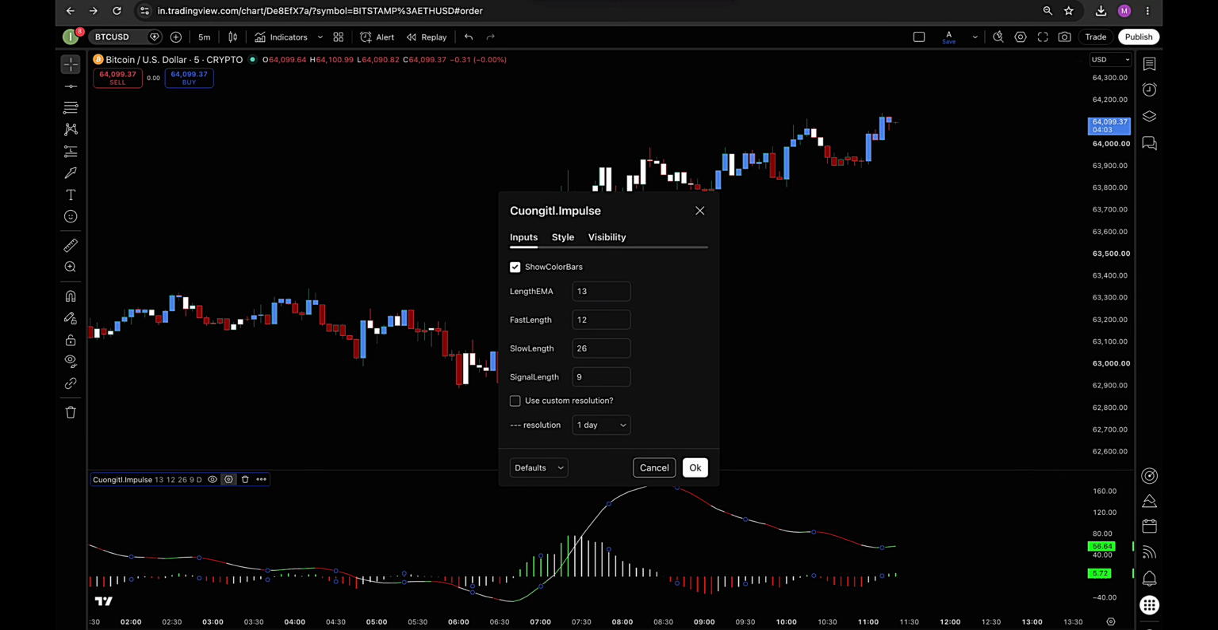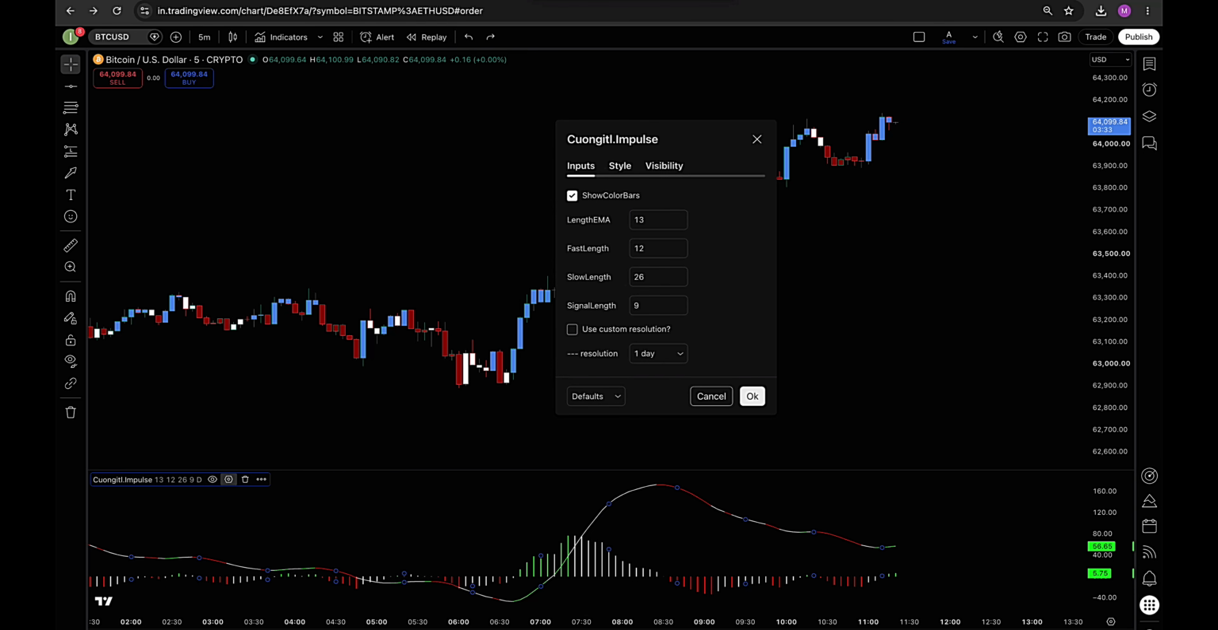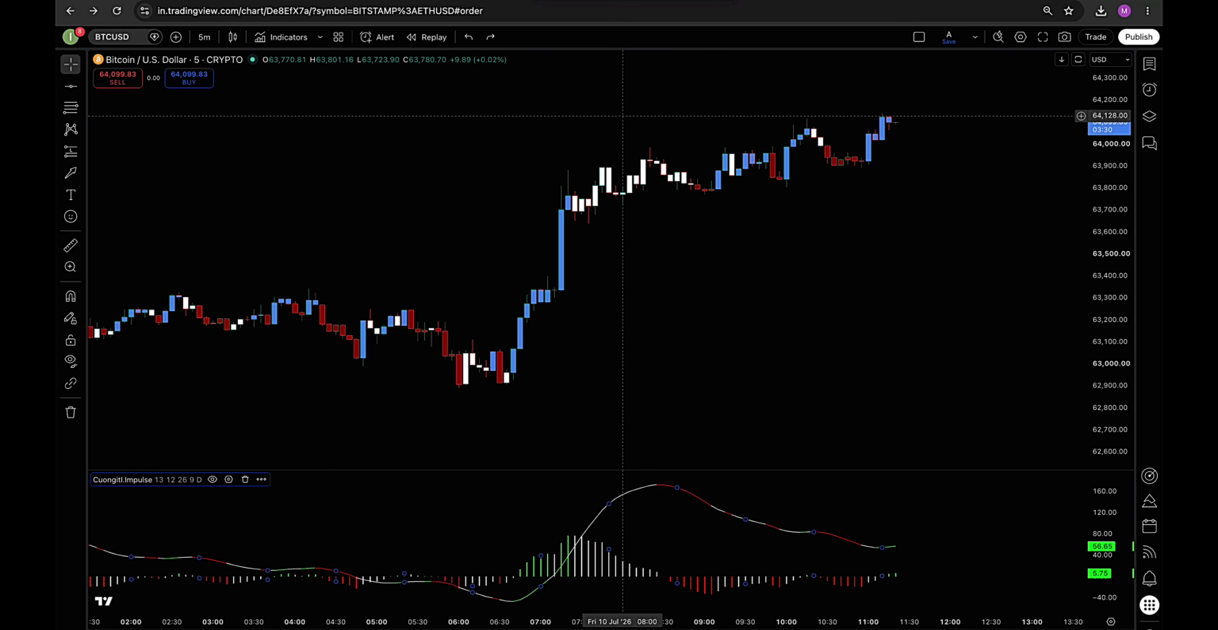In the settings, you'll see that the EMA length is 13. Keep it the same. The fast length is 12. Keep it at 12. The slow length is 26. Keep it at 26. And the signal length here is 9. Keep it at 9. After that, we'll click OK. So our first indicator is now set.